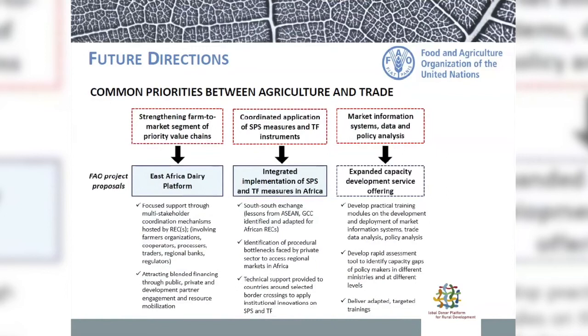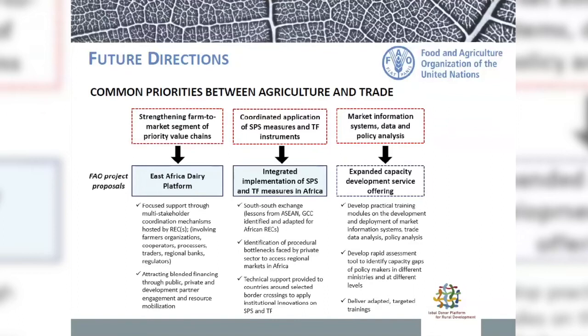There is this theme of strengthening farm to market segments of priority value chains. It was clear that there is an interest to strengthen the whole value chain from the beginning to the end. In this regard, what I will say about each of these three themes is what FAO is trying to do, where we want to get, and what type of project proposals we have prepared to get into these themes that have been identified.